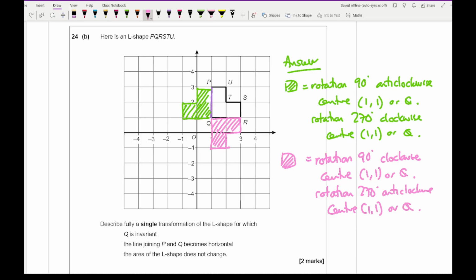Now it can be either of those and you'll get the 2 marks for it. So although this seems like lots of different answers, technically as long as you're saying rotation, you get away with saying 90 degrees or 270. You're not going to get anti-clockwise or clockwise incorrect, because technically if it's the green or the pink L shape, it's still going to be correct in terms of the rules that they've set in the question.